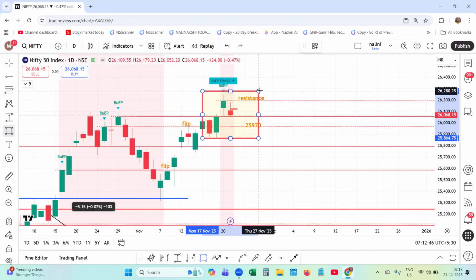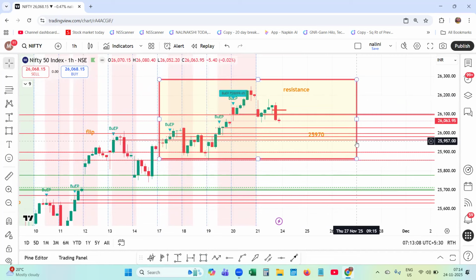Let us change the time frame to hourly. If you change the time frame to hourly, you can see many lines over here. 1, 2, 3. Many lines of support over here. If I place the cursor, one level 25,998, 25,985, and 25,957.